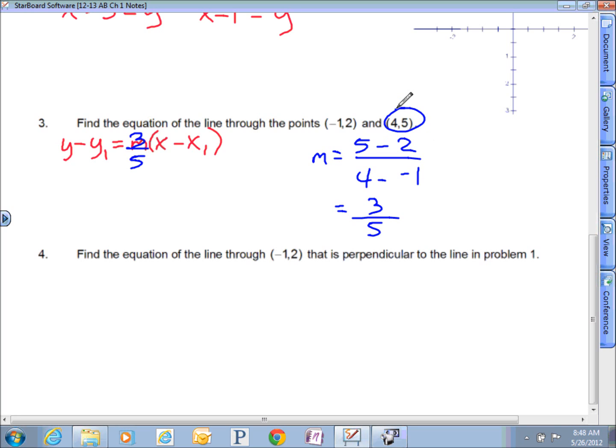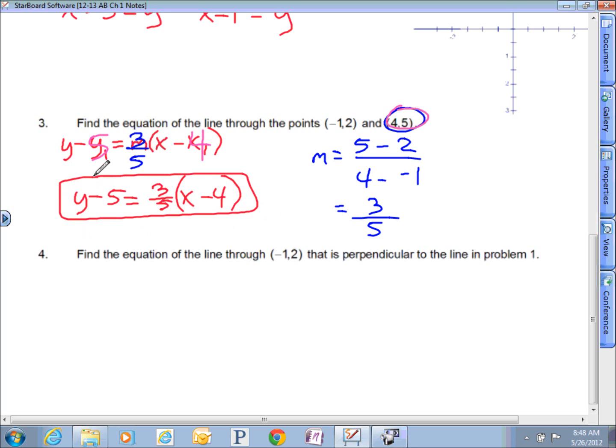So if we're going to use the point 4, 5, let's do that in a different color. That means the 4 is going in place of that x, and the 5 is going in place of that y. And one of the things that maybe you've picked up on, or maybe you know and maybe you don't, there's nothing wrong with leaving y minus 5 is equal to 3/5 times the quantity x minus 4 as your equation of your line. If you wanted to go further with it, of course, you could distribute the 3/5. This is a fine answer.